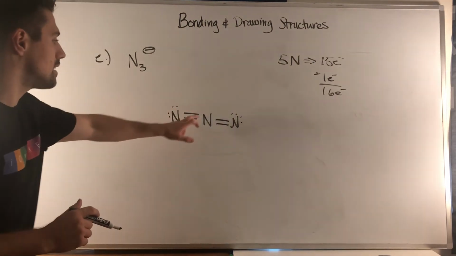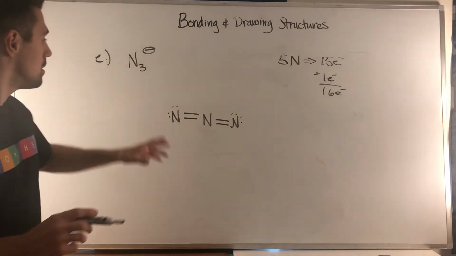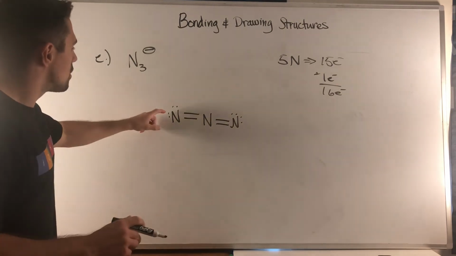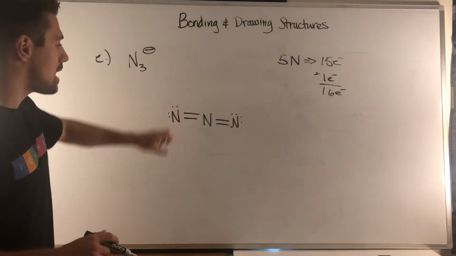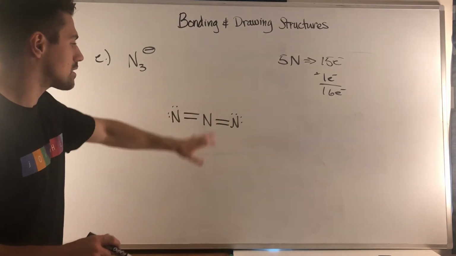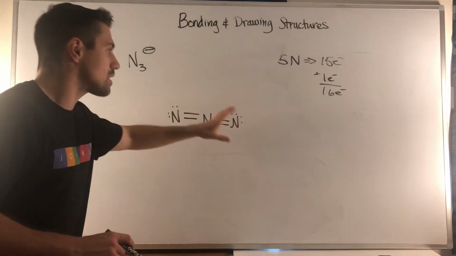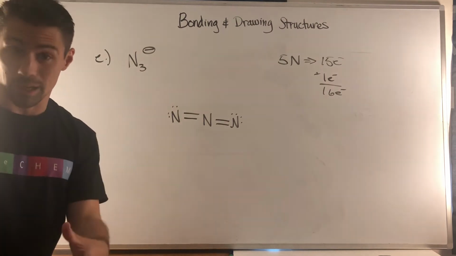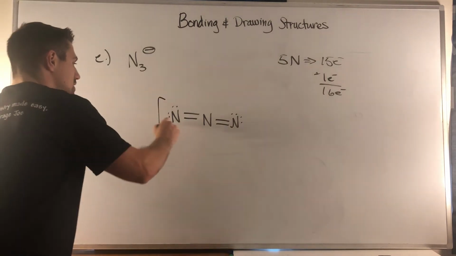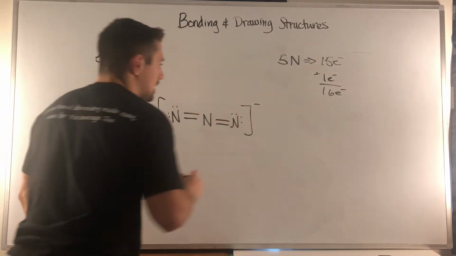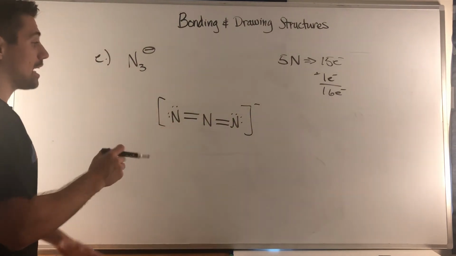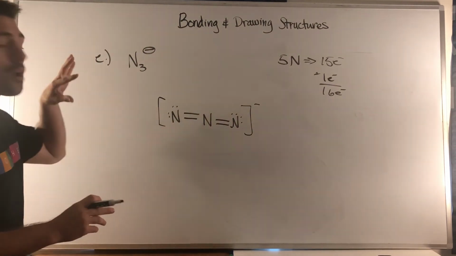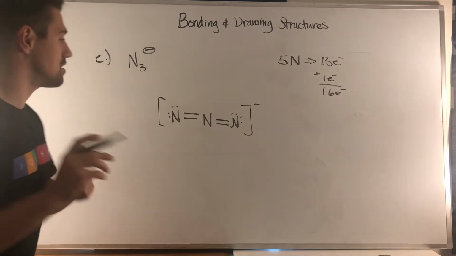2, 4, 6, 8, 10, 12, 14, 16. Bing. Bang. Boom. So 2, 4, 6, 8, full octet. 2, 4, 6, 8, full octet. 2, 4, 6, 8, full octet. So we gave everyone a full octet with our electron constraint. So I'm going to bracket this, give it a -1. And again, for our formal charge people, and if you know resonance, we're only drawing one resonance form because we're not quite there with resonance yet.